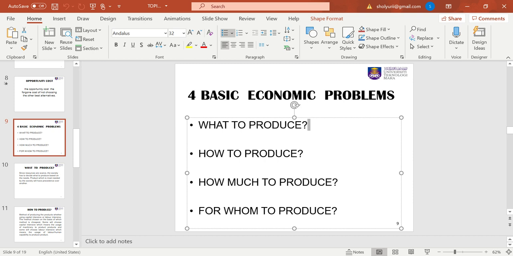Next, kita go for how to produce. So we are in Malaysia, in Terengganu. We are a developing country. Kita bukan developed country, kita negara membangun. So how to produce? The cheapest method is using labor intensive. So we decide to use labor intensive to produce the house.